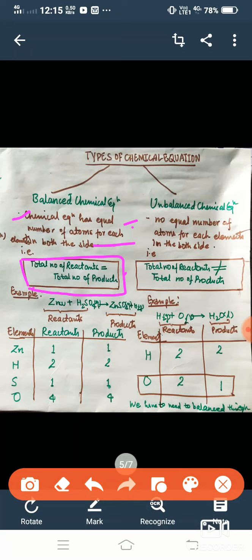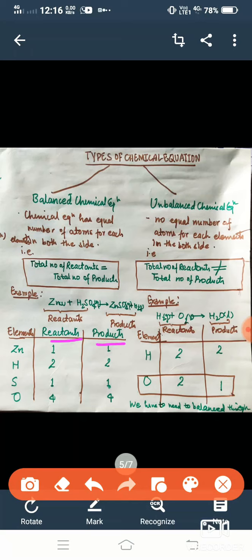Okay, now let's understand by taking one example. Here zinc reacts with sulfuric acid to form zinc sulfate and release hydrogen gas. So let's see whether this is a balanced equation or an unbalanced equation. We have to count the number of atoms on the reactant side and the product side.